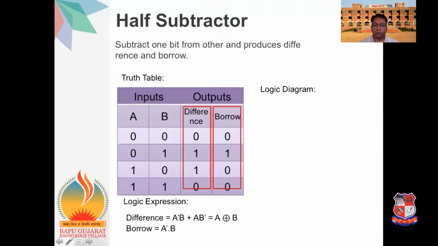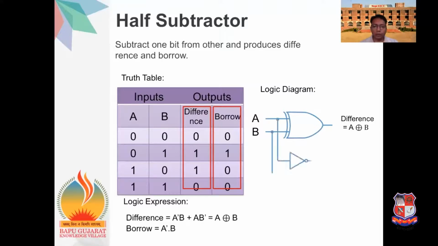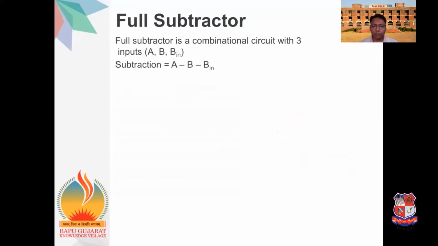Logic diagram for the half subtractor. Here, first for the difference, it has the XOR gate, and for the borrow, it has the AND gate, but one input is complemented. So we use the NOT gate to complement the input A. So the input of the AND gate is A dash B. So this is the logic diagram of the half subtractor.